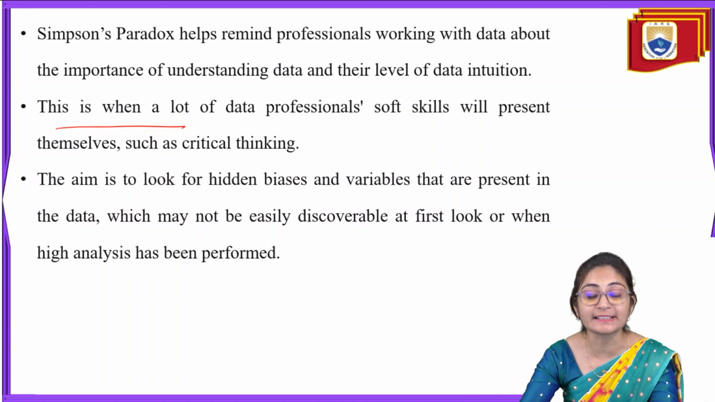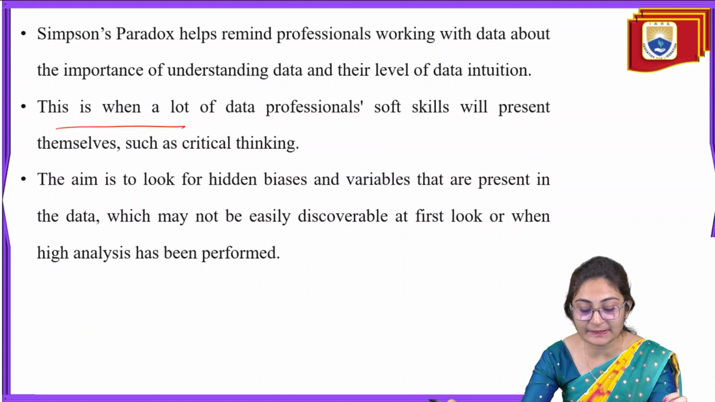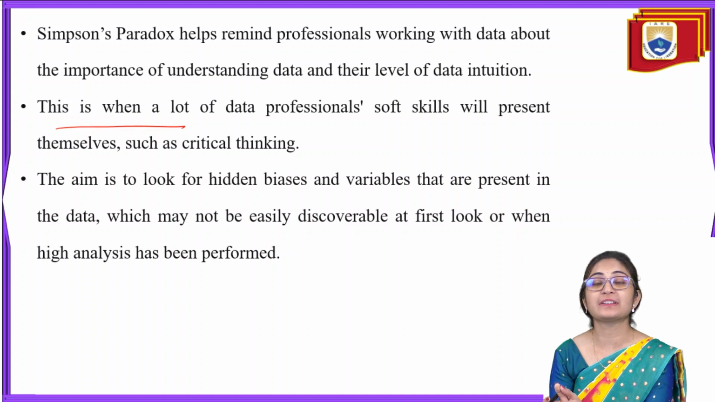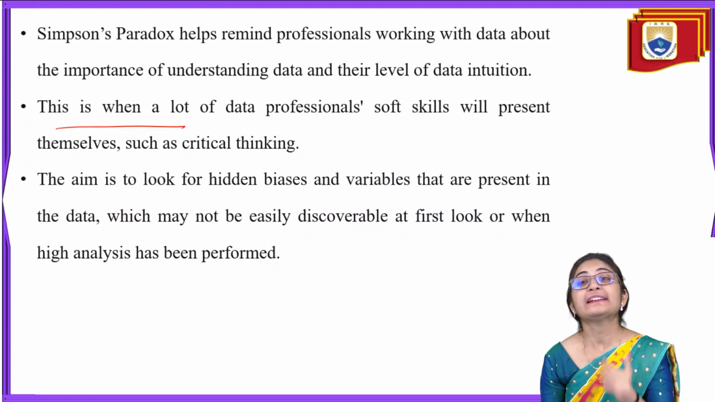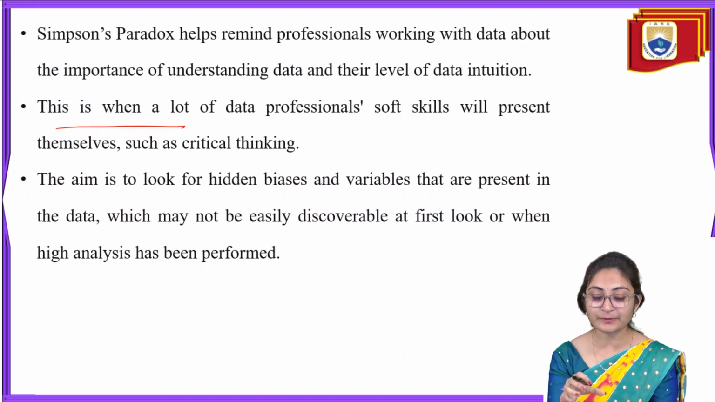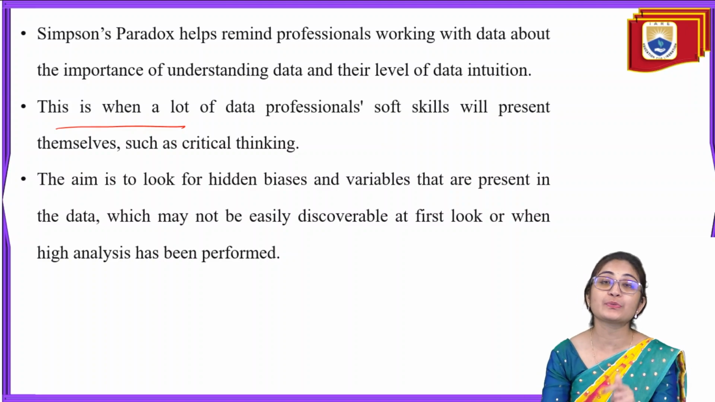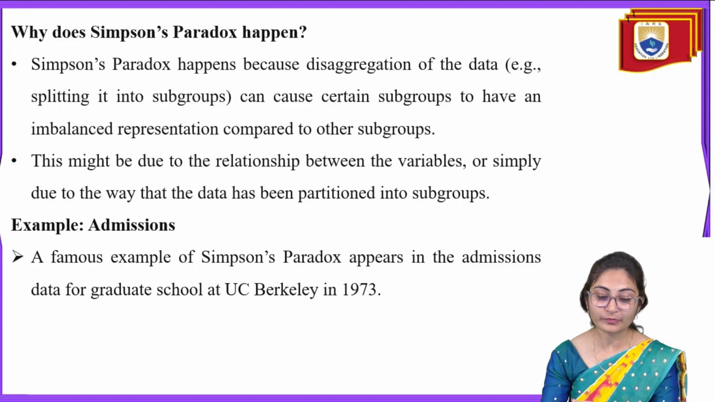This will happen when you use your soft skills and critical thinking. Our main aim is to look for hidden bias and variables. We have to find hidden variables, and after that we can discover those hidden variables very easily by using Simpson's paradox.